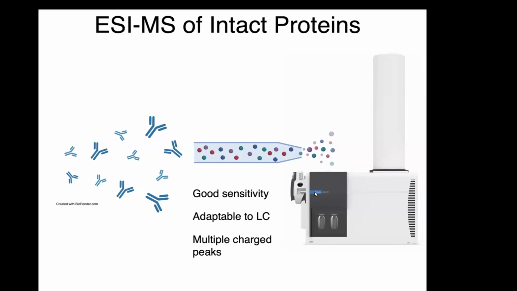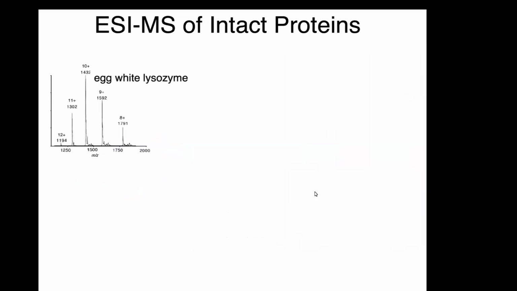The other important aspect of ESI ionization is that we're going to get a series of multiply charged peaks for each protein. So in this example, I have the charge envelope for egg white lysozyme. So you can see a series of multiply charged peaks here. And from these multiply charged peaks, we can determine the intact mass of the protein through the process of deconvolution. In this case, about 14 kilodaltons.